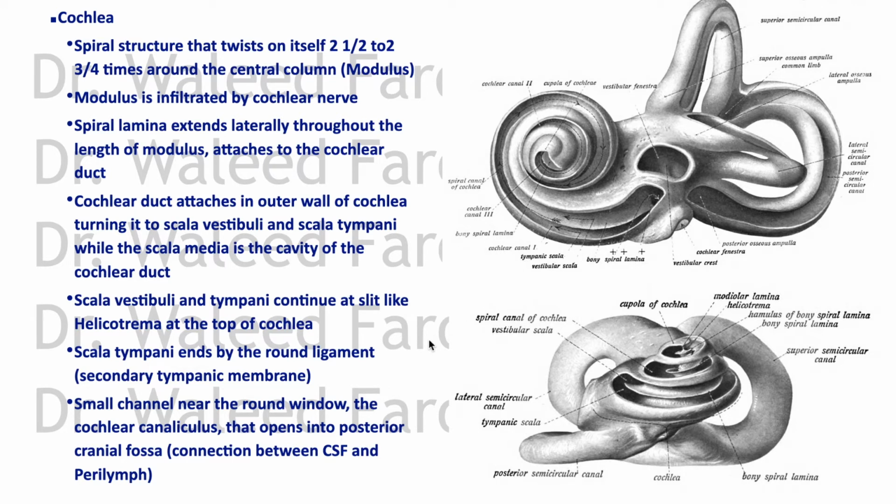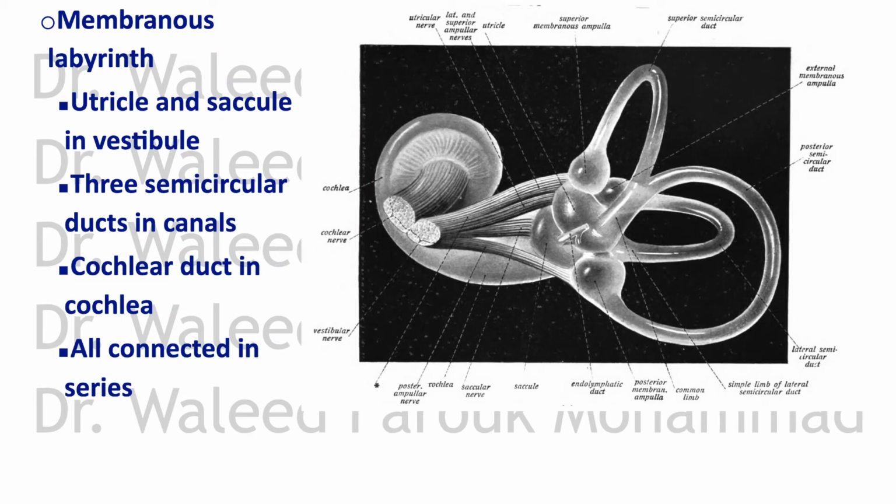There's a small canaliculus near the round window that opens into the posterior cranial fossa to allow connection between the CSF and the perilymph, occupying the bony labyrinth. Okay, what else?